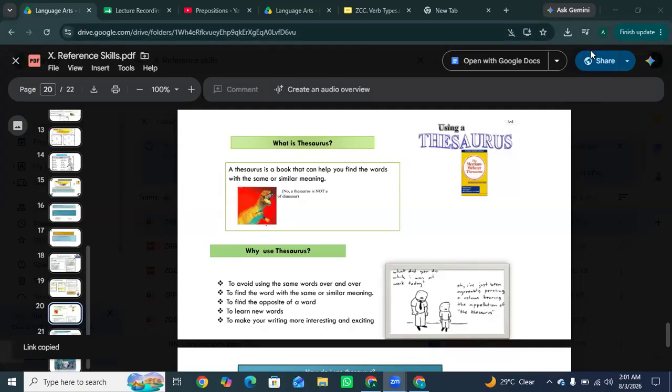So what is a thesaurus? A thesaurus is a book that can help you find words with the same or similar meaning. A thesaurus is a book that lists words with the same or similar meanings, like synonyms and antonyms. Why do we use a thesaurus? It helps avoid repeating the same words over and over, find synonyms and antonyms, learn new vocabulary, and make writing more exciting and engaging.